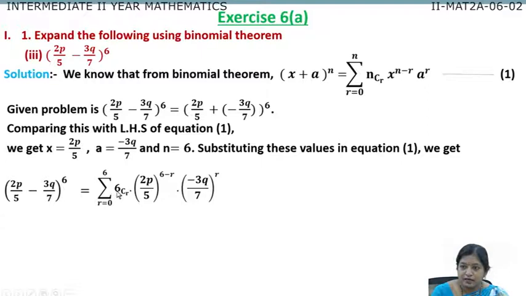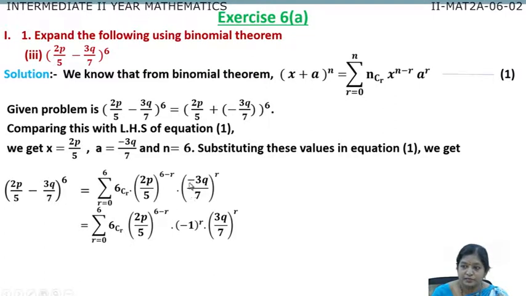nCr means n value is 6, 6Cr. x value is 2p by 5. So we are writing (2p/5) to the power of n minus r, means 6 minus r, into a power r. a value is minus 3q by 7 to the power of r. Summation r is equal to 0 to 6, 6Cr, this is (2p/5) to the power of 6 minus r.